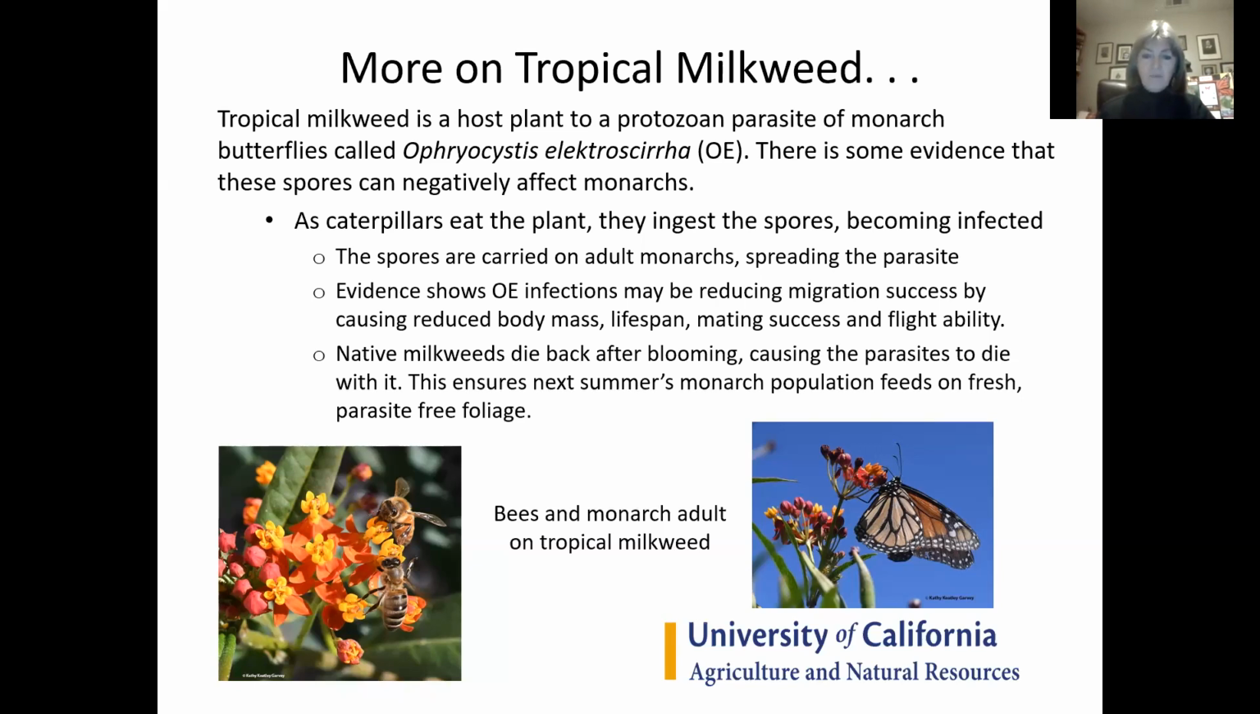And we encourage people who do grow it, because it's an attractive plant, to please cut it back. We don't want the monarchs to not migrate because they have found a food source. Thank you.